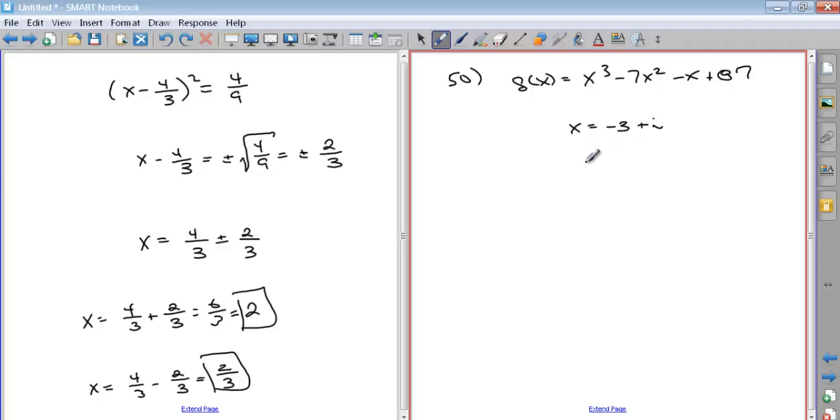So we have this complex number, and because these always come in pairs, complex conjugates, you're going to have negative 3 minus i as the other one.